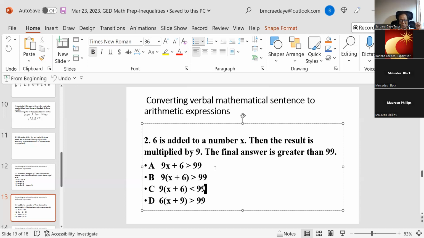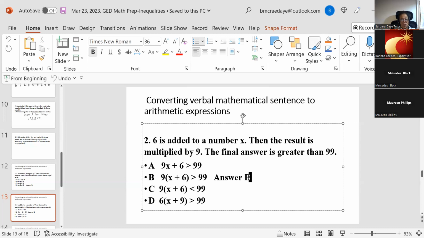Oh yeah, I read it backwards. A says 9 multiplied by a number and the result added to 6. That's not the same. That's right, Mercedes. You have to multiply 9 with that number. So the answer is B. And you've got to read these things carefully. 6 is added, and I just forgot the brackets. So B is correct. There you go.